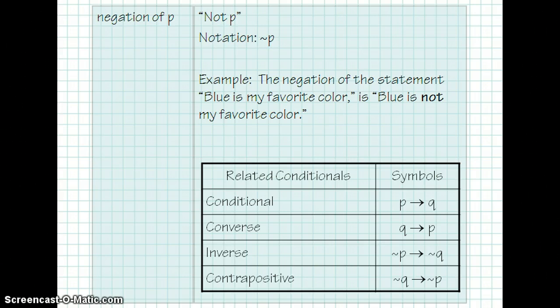And then finally, we have one of my favorite words to say, which is contrapositive. For the contrapositive, we're going to flip the P and the Q, and we're going to negate them.